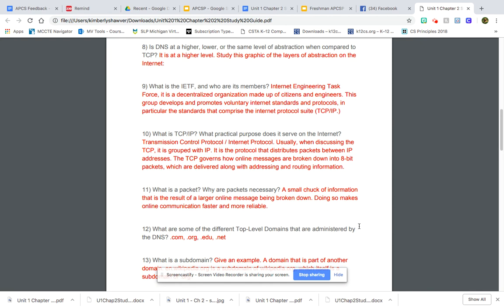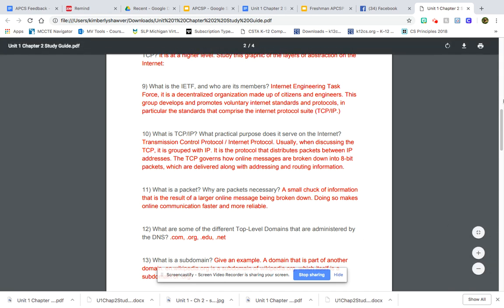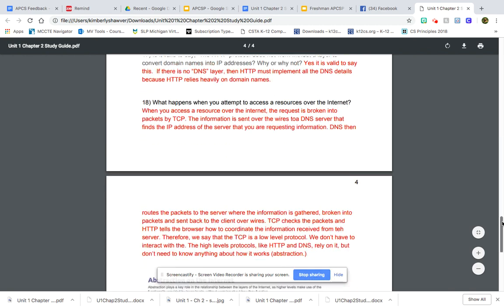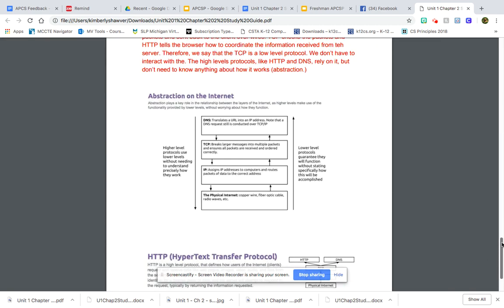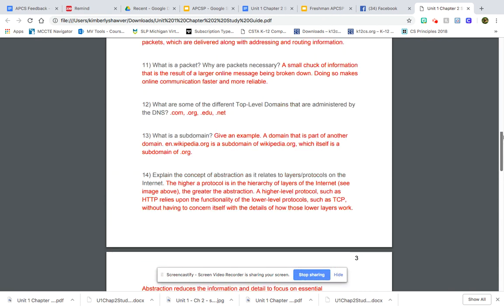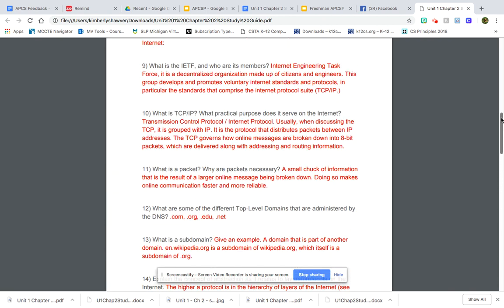Is DNS at a higher, lower, or the same level of abstraction when compared to the TCP? It is at a higher level. Study the graphic of the layers of abstraction on the internet. And so that I am referring to this diagram here. And we'll get back to that later.